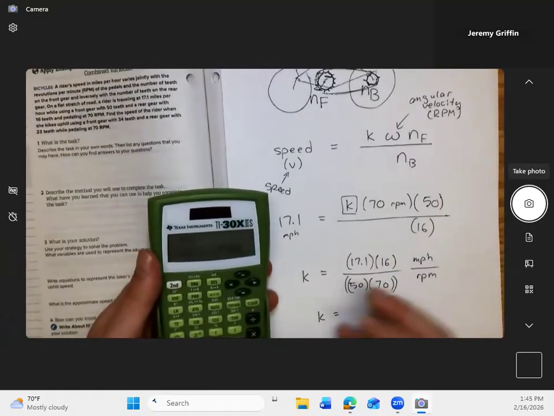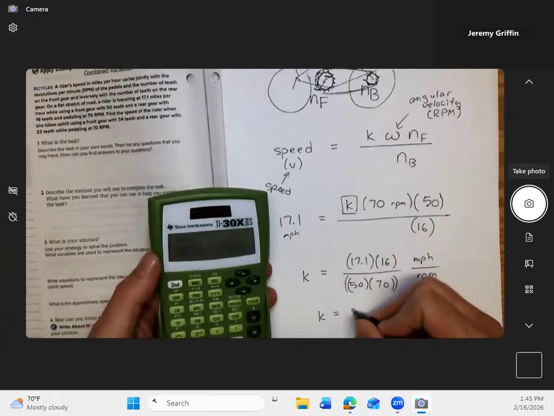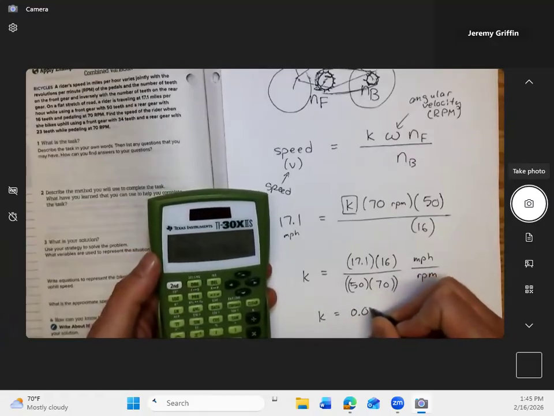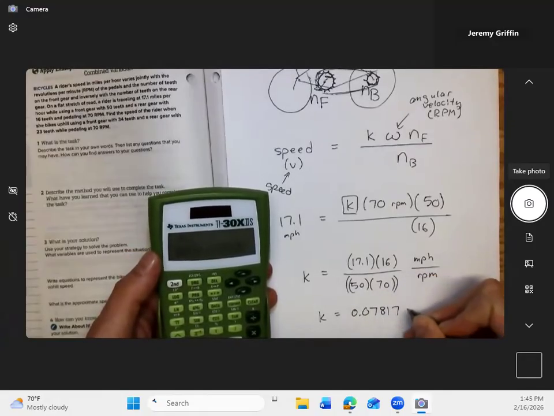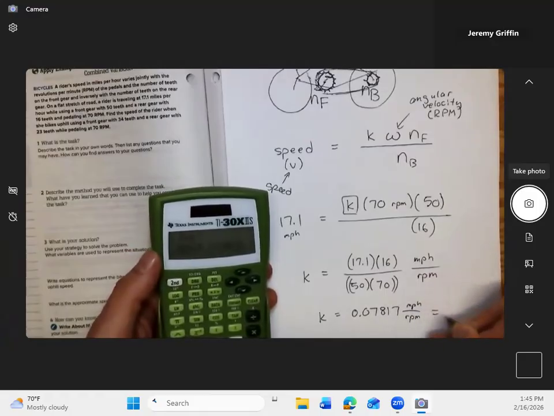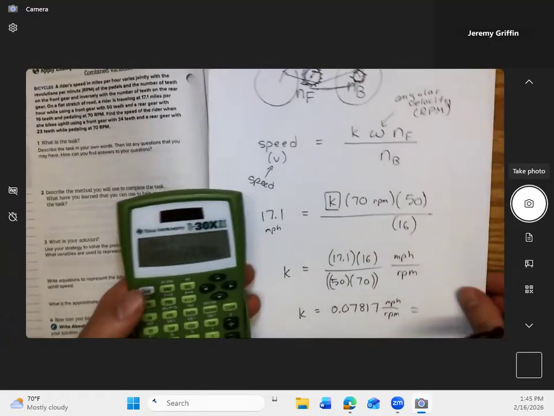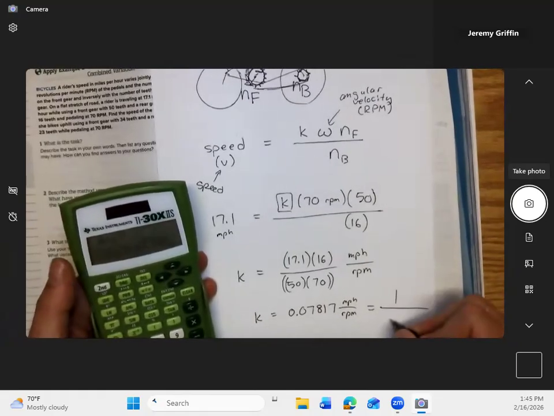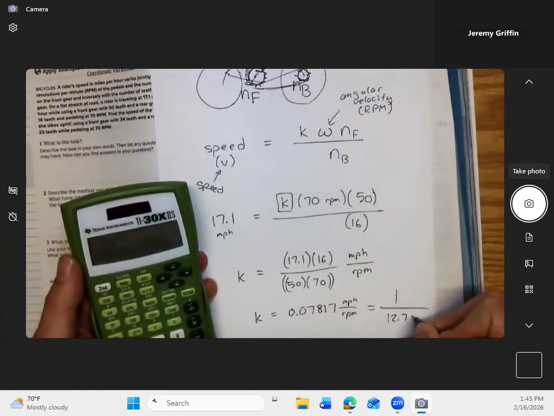I'm going to show you guys two different ways to do this. You could call this 0.07817 miles per hour per revolution per minute. Or if I take the reciprocal, this is 1 over 12.79.